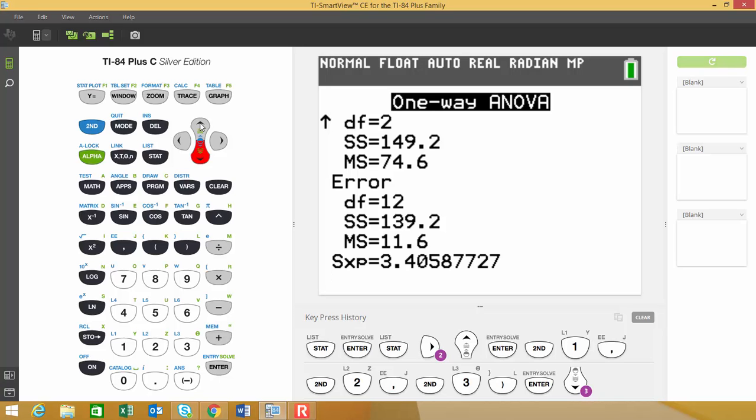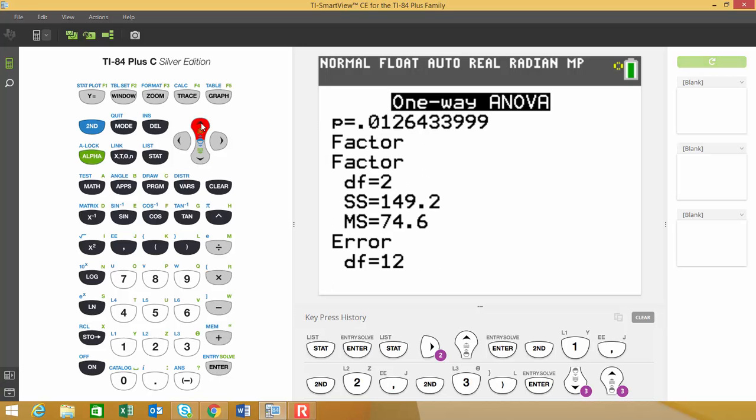So really the only value that you potentially need right away would be your p-value. I mean, that's what we're after to make a decision regarding our null hypothesis. So hopefully this helps you navigate using the analysis of variance function within the calculator, and will help you get your homework done. So good luck on everything.